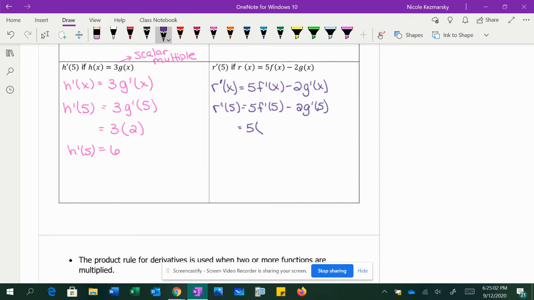g prime of 5 was 6. And then we're going to do minus 2, g prime of 5 was 2. 5 times 6 is 30. 2 times 2 is 4. So r prime of 5 is 26.